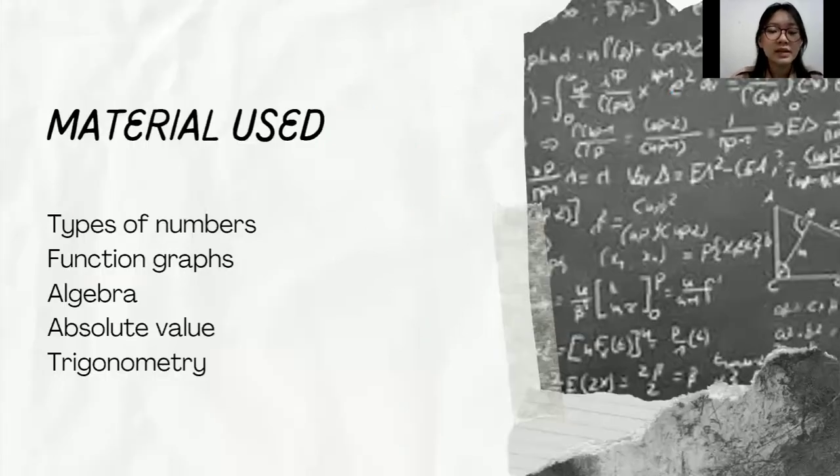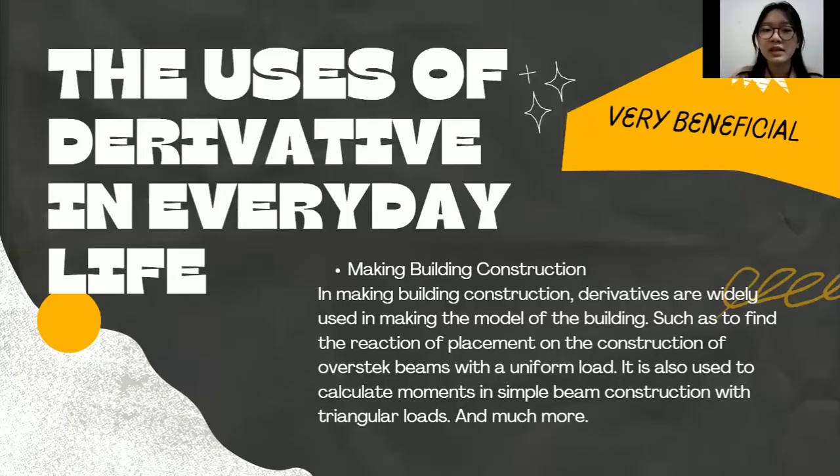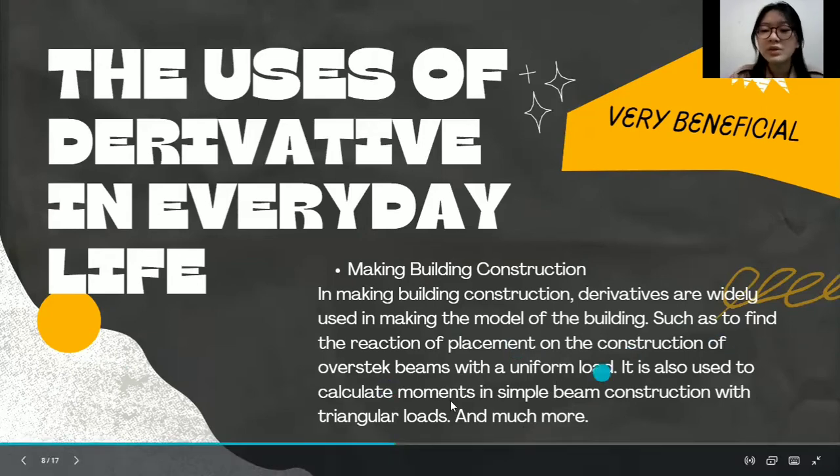Before studying derivatives, it's a good idea to understand these materials first. There are types of numbers, function graphs, algebra, absolute value, and trigonometry. The uses of derivative in everyday life are making building constructions. For example, to find the reaction of placement of the construction to overstack beams with a uniform load. It is also used to calculate multiple beams construction with triangular loads and much more.